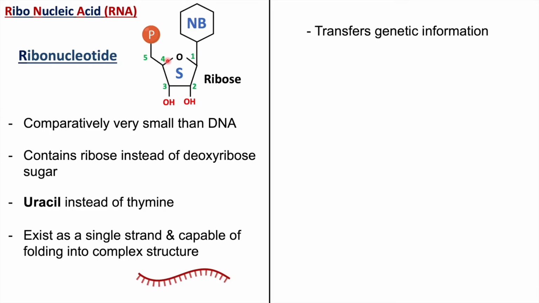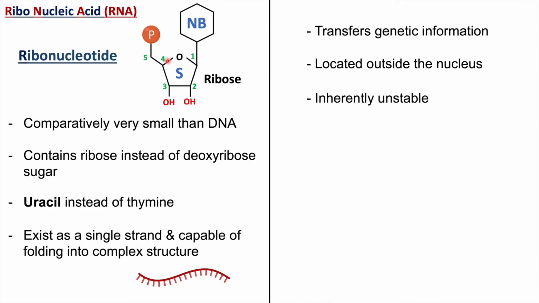Now RNA is also important in transferring the genetic information because it can transfer the genetic information which is stored in DNA, and that genetic information then will be utilized to synthesize protein. Now they are located outside the nucleus, unlike DNA, which is located inside the nucleus. And compared to DNA, they are inherently very unstable, which we'll see why. And like I mentioned, the most important function of RNA is to participate in the protein synthesis process.